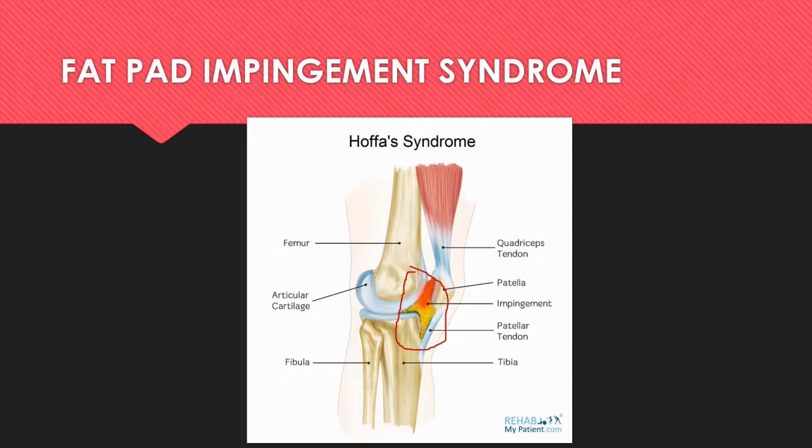And when the patella has a patella alta configuration, it creates an impingement condition here on the superior aspect of the Hoffa's fat pad. And that shows up on the MRI images as edema in the infrapatellar fat pad.